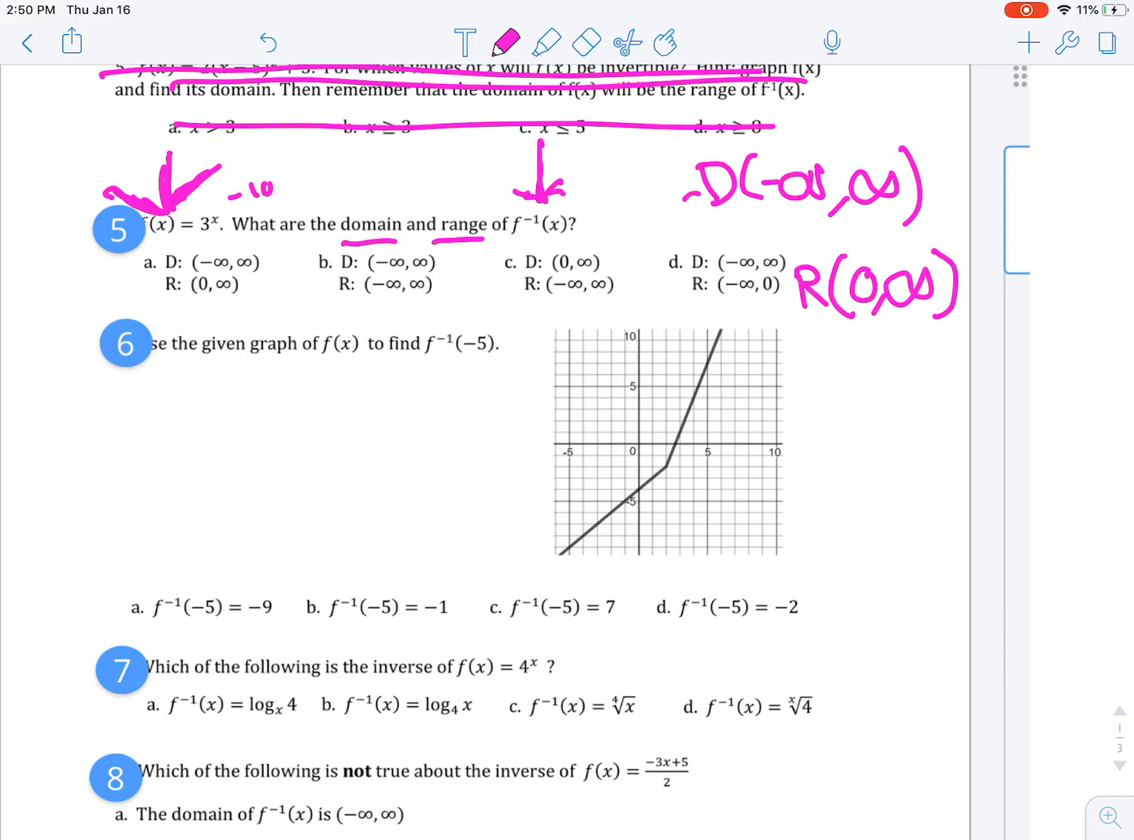So the inverse would just be this switched. So this would be the domain. So that means it must be this one, and then that's the range. Yeah, so it's C.